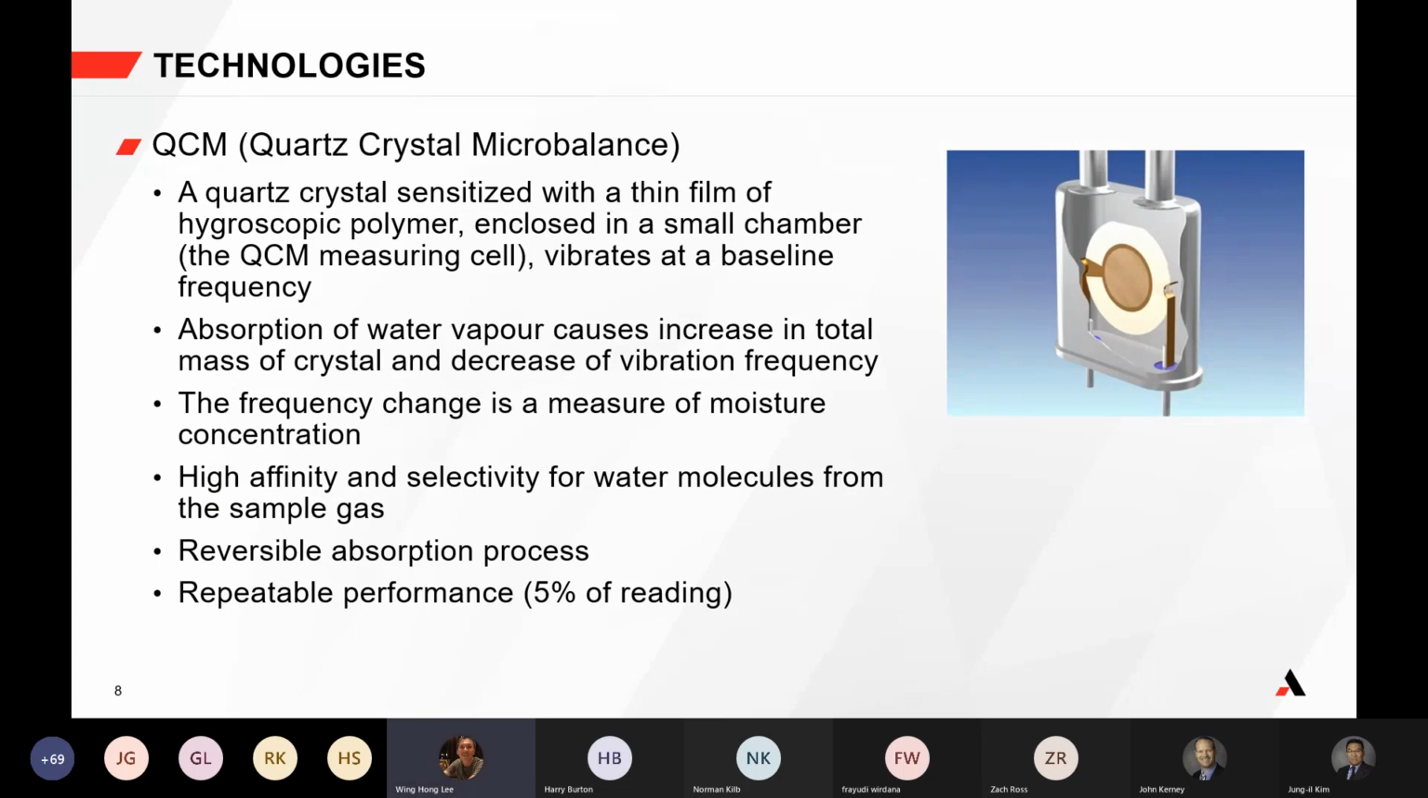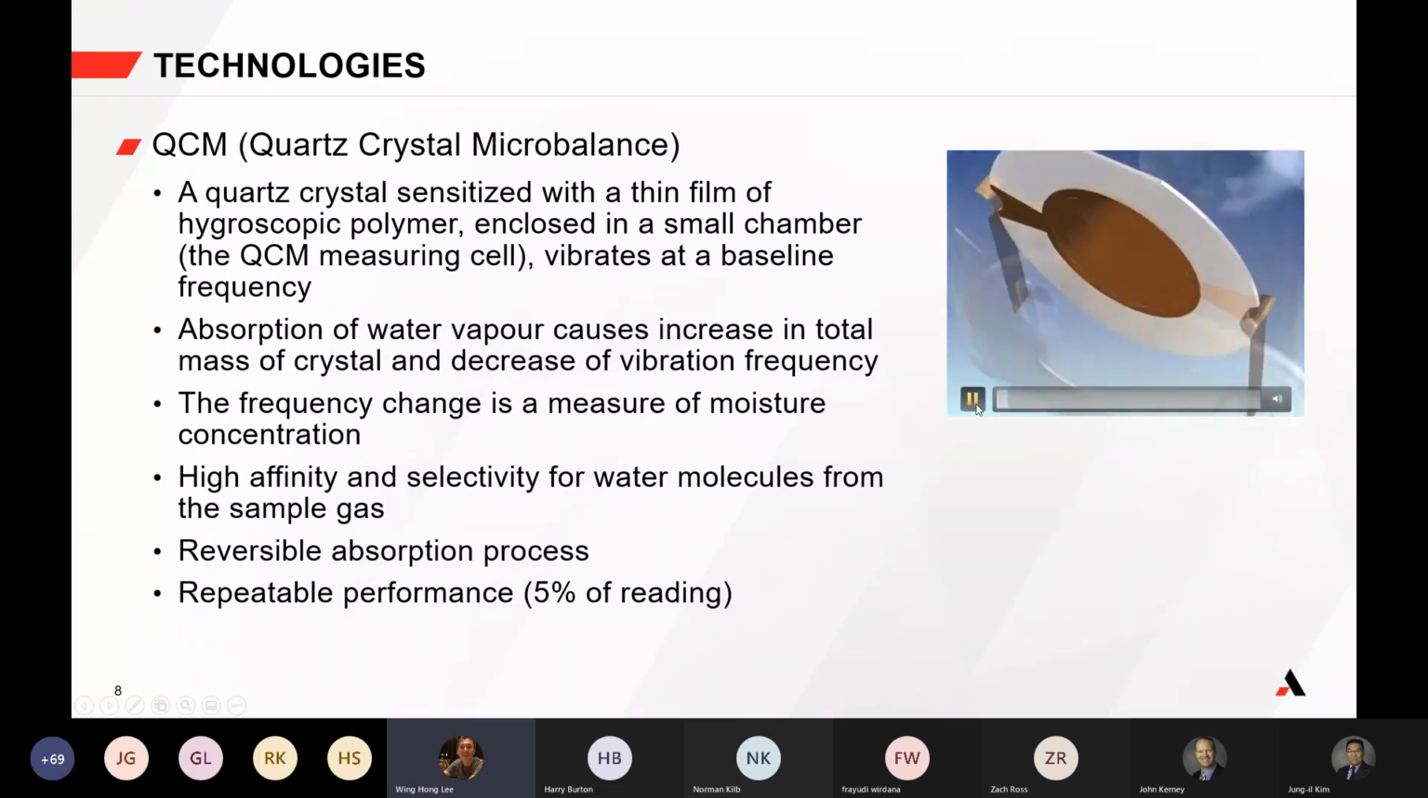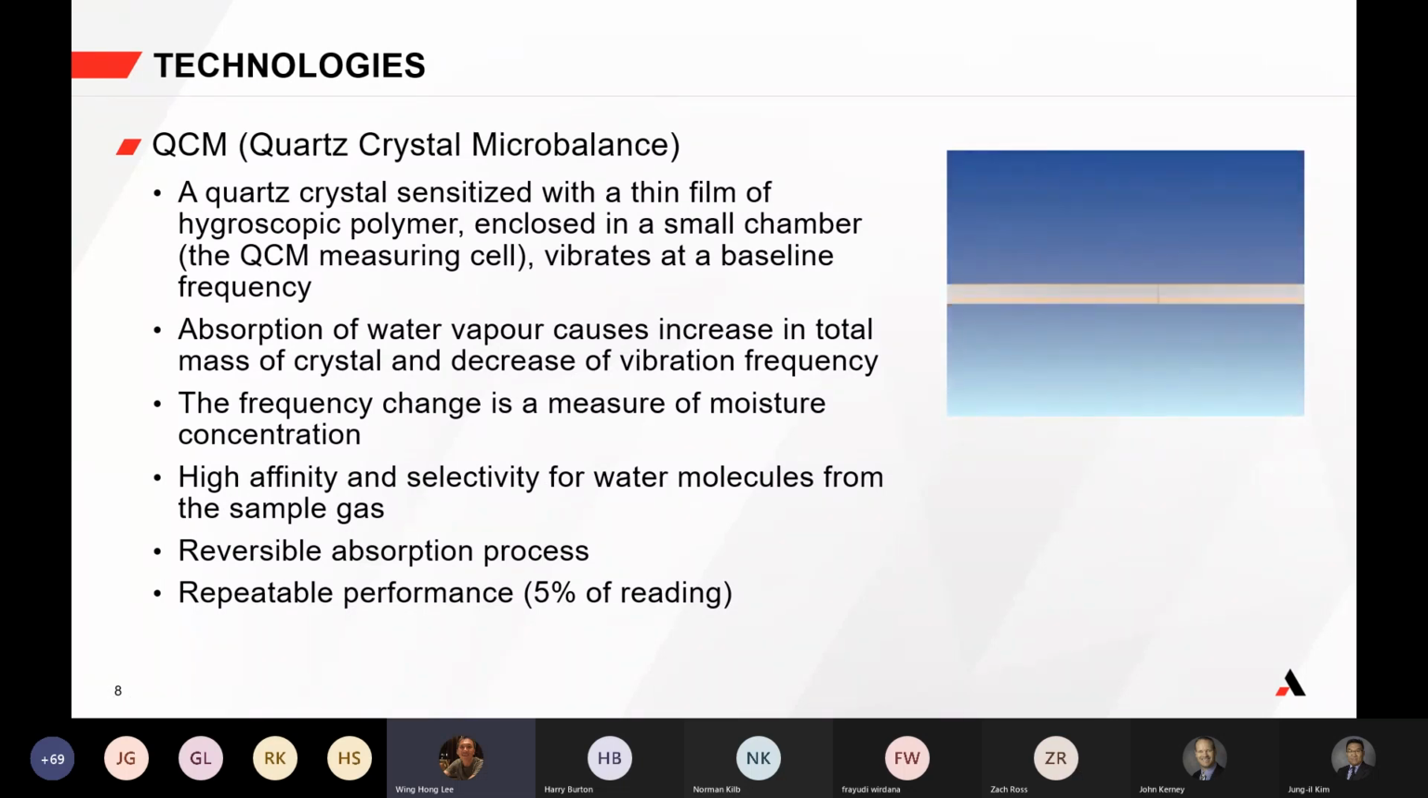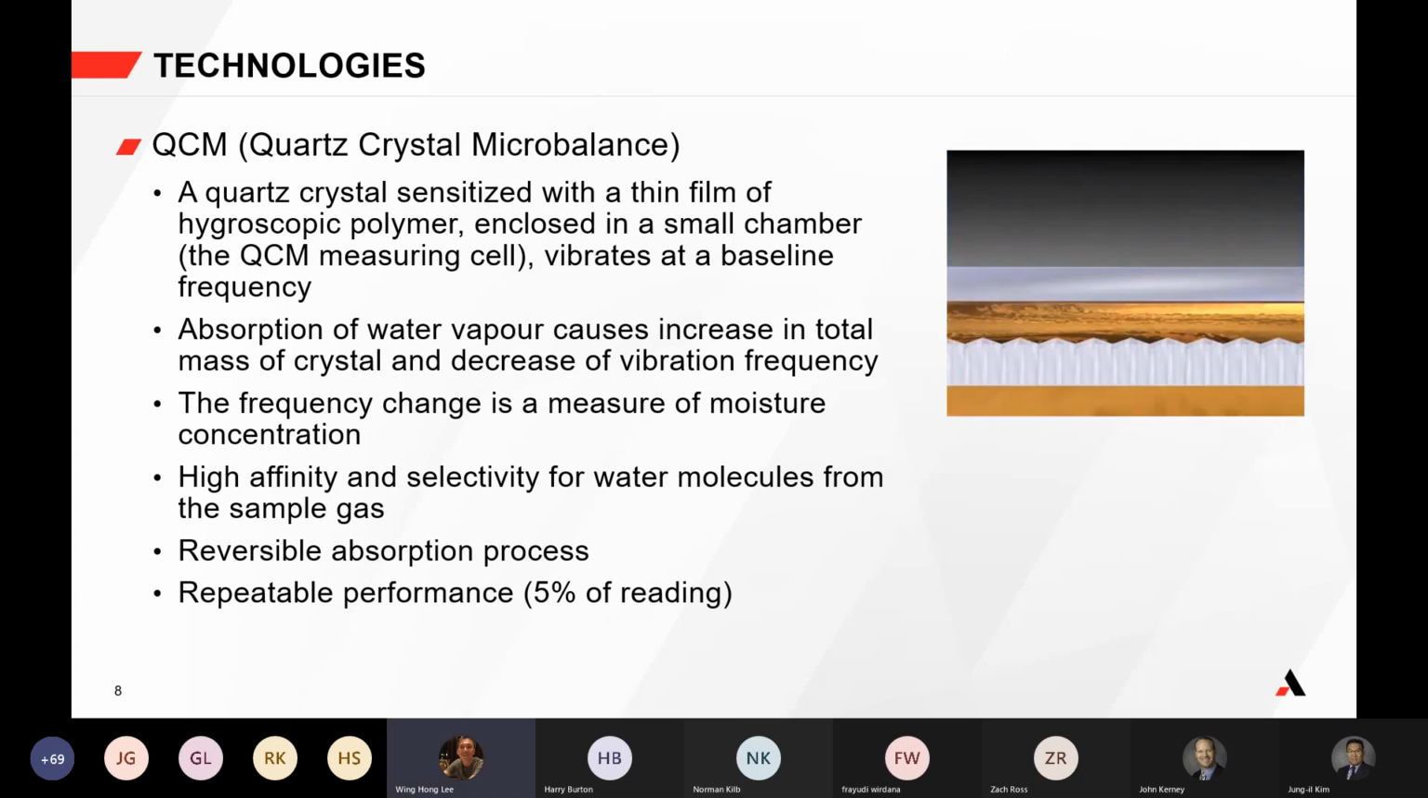The quartz crystal moisture sensor is also known as QCM, or quartz crystal microbalance. A quartz crystal is sensitized with a thin film of hygroscopic polymer, which readily absorbs moisture, and enclosed in a small chamber. The assembly forms the QCM measuring cell, as shown in the picture.